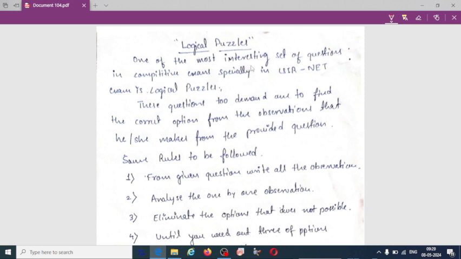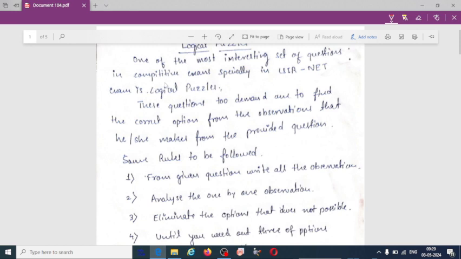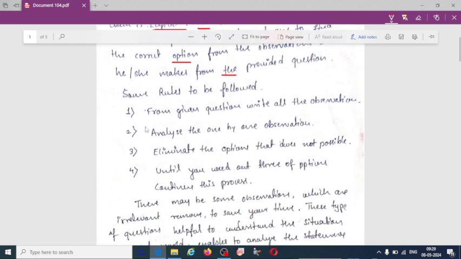One of the most interesting sets of questions in competitive exams, especially in the CSIR NET exam, is logical puzzles. Compulsory one question will be there. These questions demand that one find the correct option from the observations or options that he or she makes from the provided questions. So some rules are to be followed here.